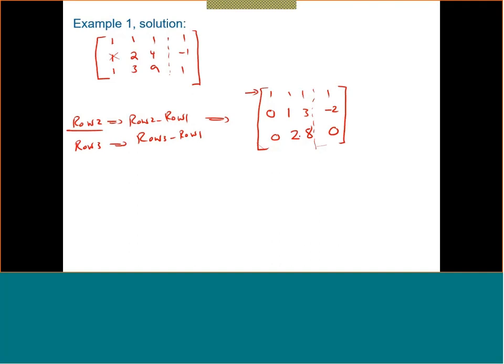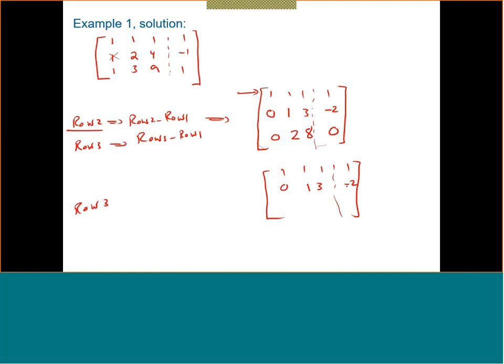1, 1, 1. This I don't touch now. And now the second row, I don't touch it as well. I keep it as it is, minus 2. And now my row 3 will equal my row 3 minus 2 times row 2. So I multiply row 2 by 2 and subtract this.